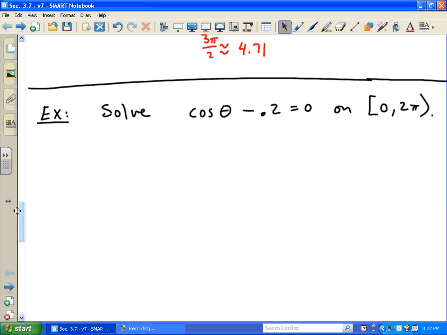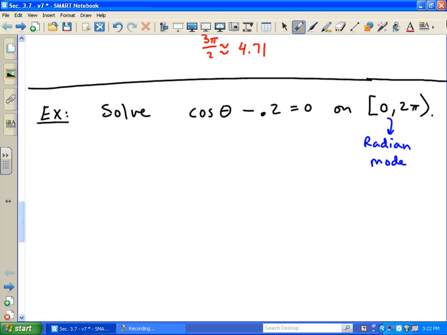Here I've said I want to solve cosine of theta minus 0.2 equals 0 on the interval from 0 to 2 pi. Okay, first of all, this tells me that if I am going to use my calculator, I need to make sure that I'm in radian mode. I already know that I'm going to have to use the calculator on this particular problem because of the decimal. This decimal, when I solve, is obviously not going to give me a special triangle.